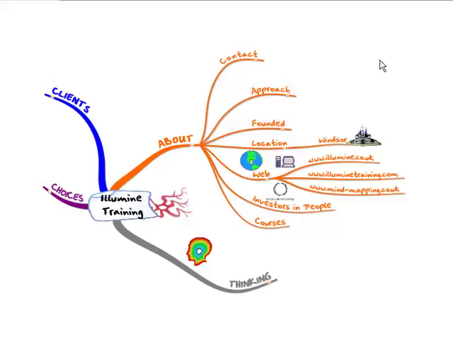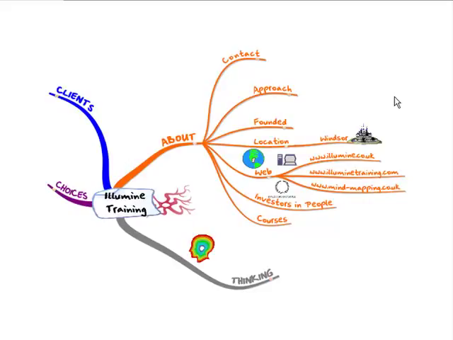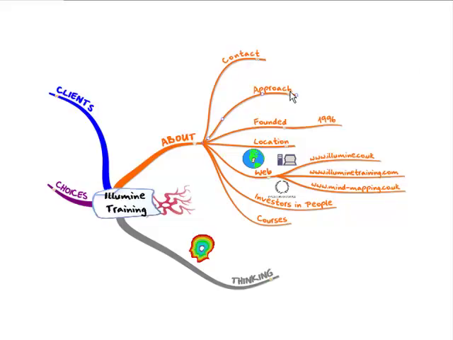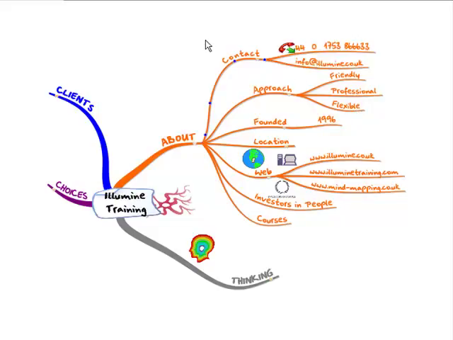We're located in Windsor in England. That's a representation there of a castle. Famous aspect of Windsor is its castle. We were founded in 1996, and we describe our approach as being friendly, professional and flexible. Hopefully that's how our clients describe us as well. And then we've got a couple of contact points here, telephone and our email address.